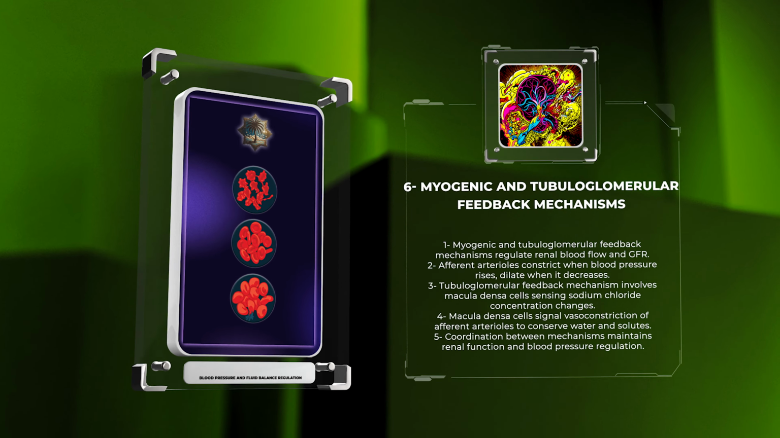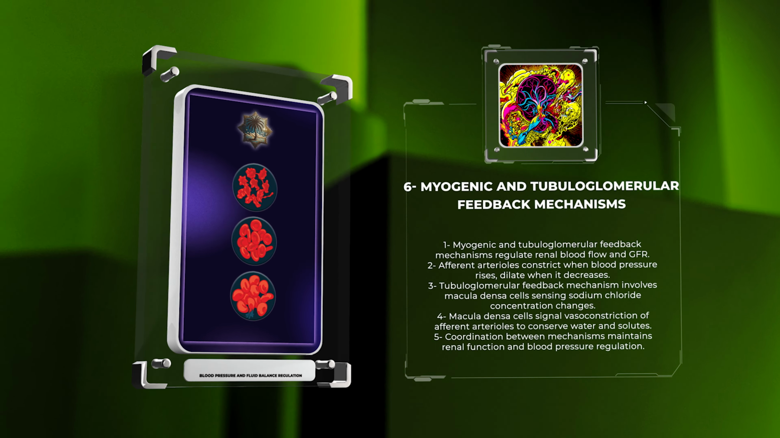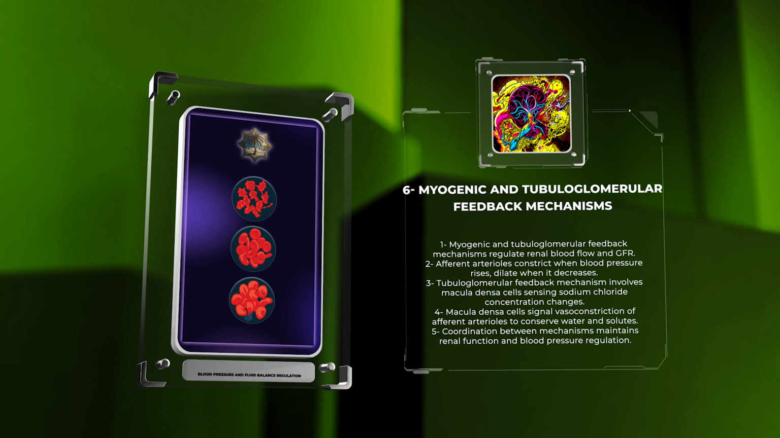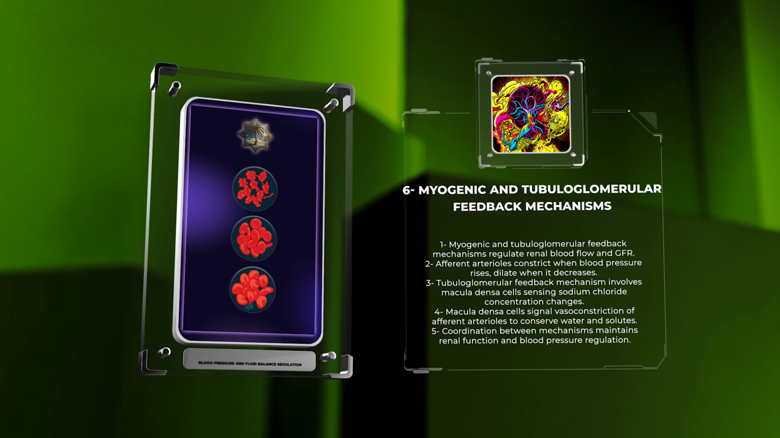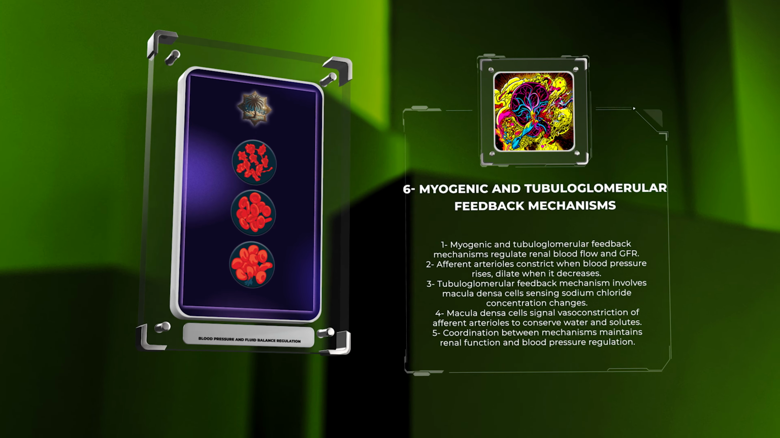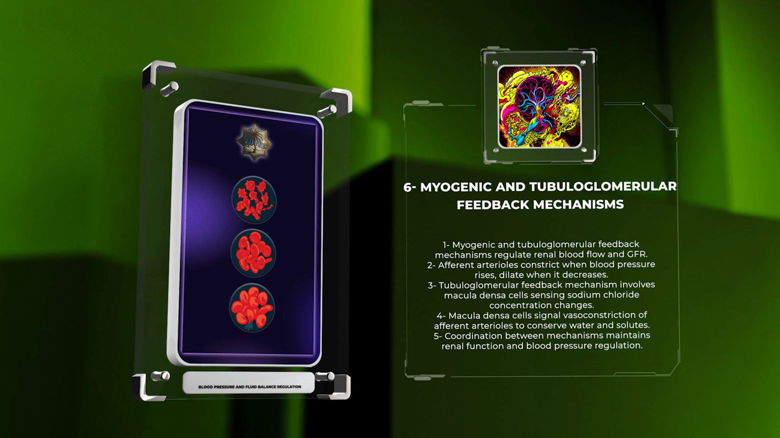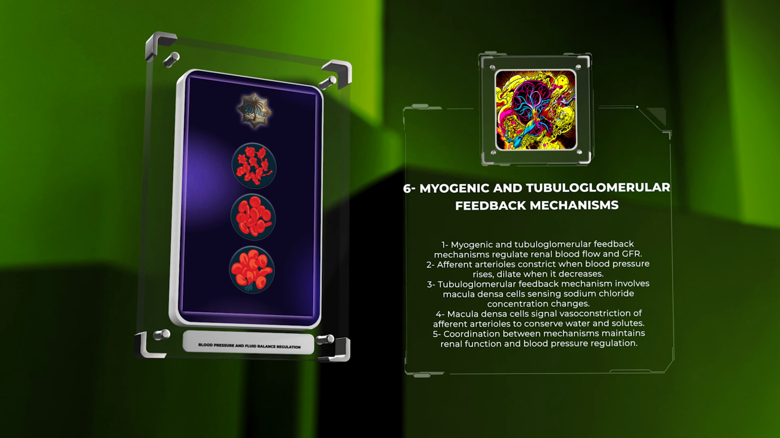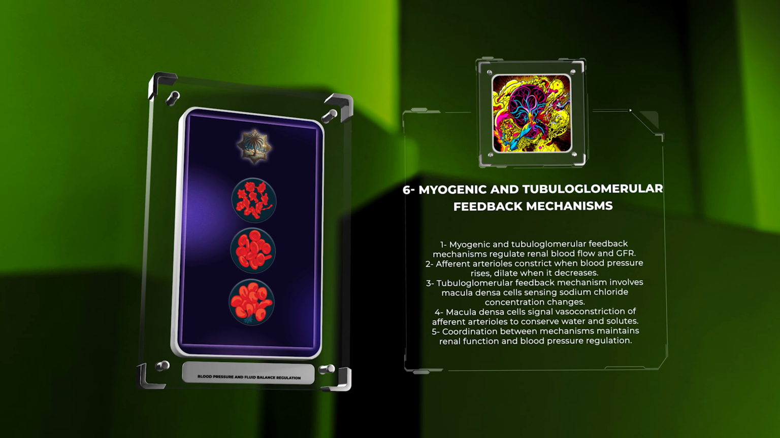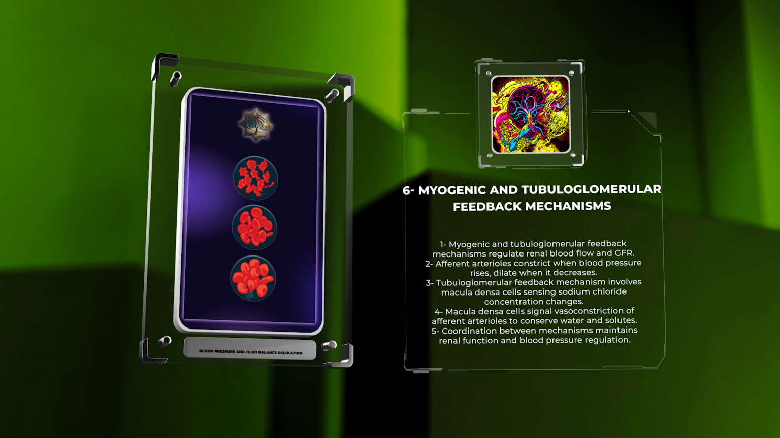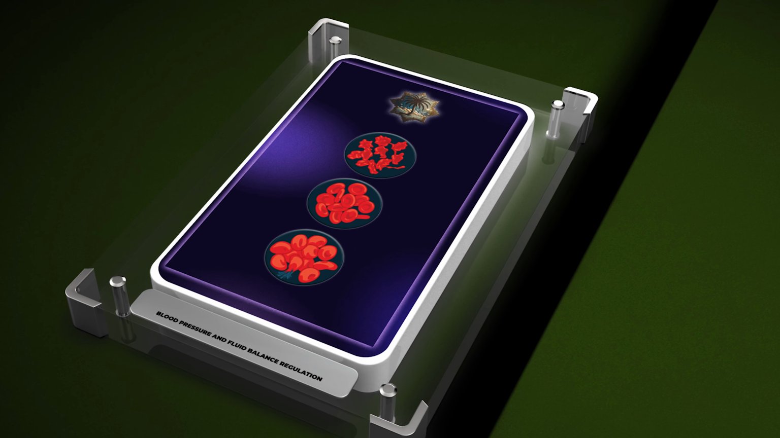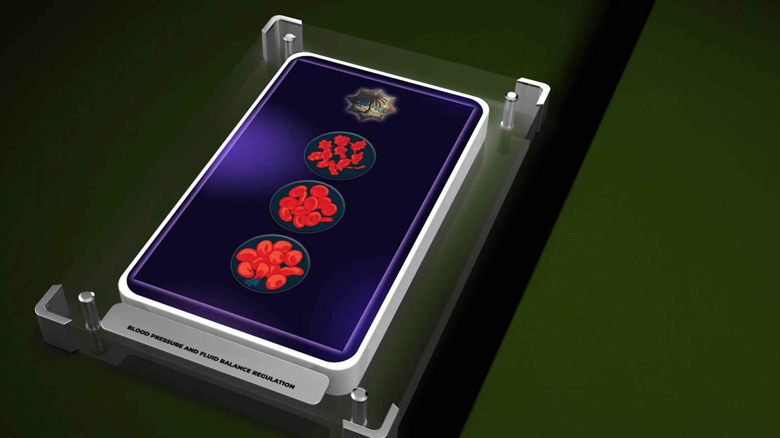The tubuloglomerular feedback mechanism involves the macula densa cells in the distal tubules sensing changes in sodium chloride concentration. If sodium chloride delivery to the distal tubules decreases, the macula densa cells signal vasoconstriction of the afferent arterioles, reducing GFR to conserve water and solutes. This coordination between the myogenic and tubuloglomerular feedback mechanisms helps to maintain renal function and blood pressure regulation. Endothelial dysfunction plays a significant role in the development and progression of hypertension.